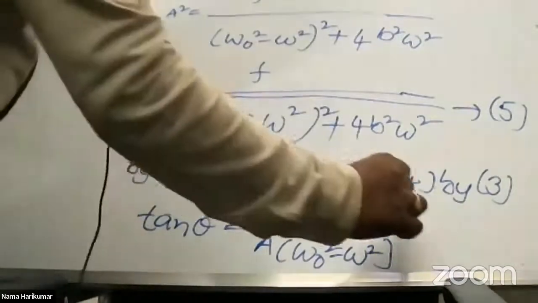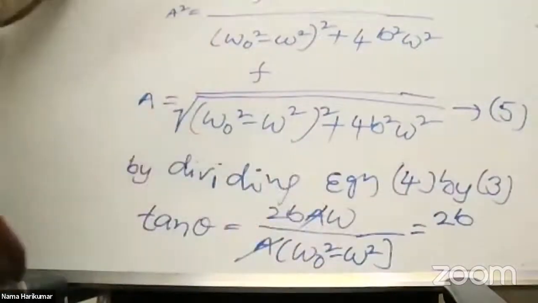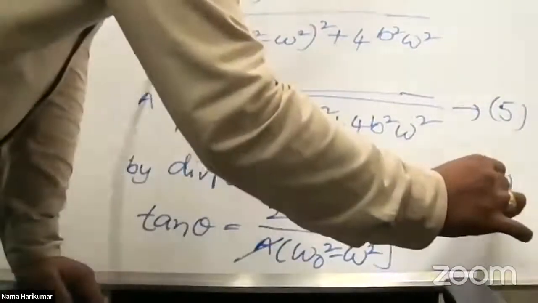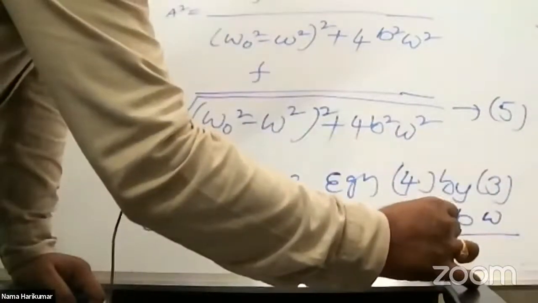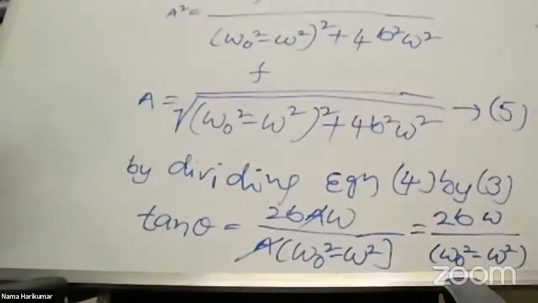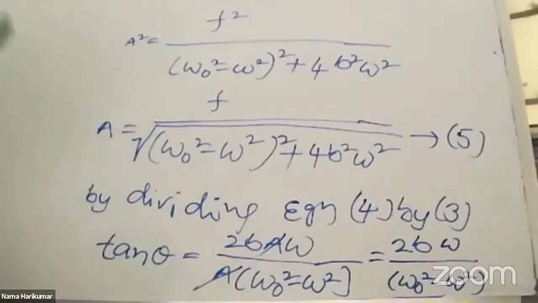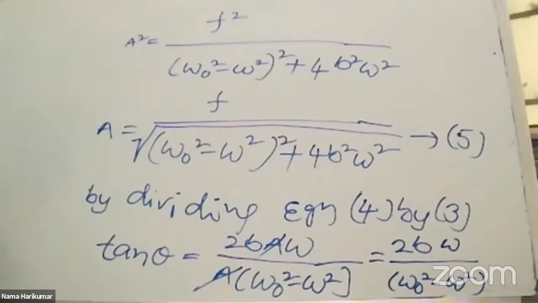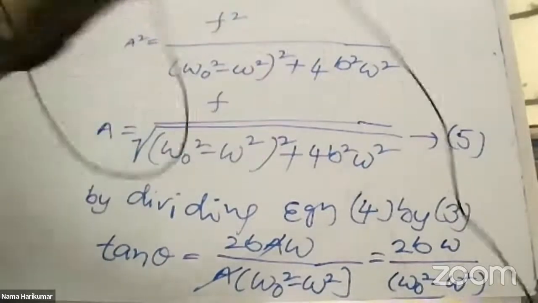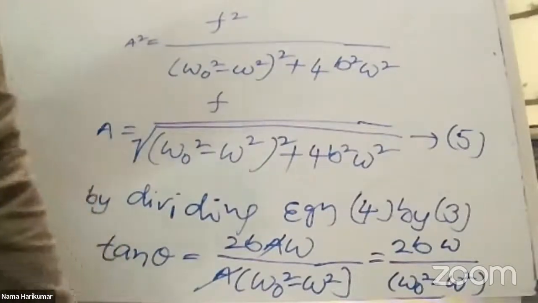So finally, in the equation, the 2b a gets cancelled, then you will get the 2b omega square. Yes, note it down fast. If you have any doubts in this one, yes. No doubt, right.